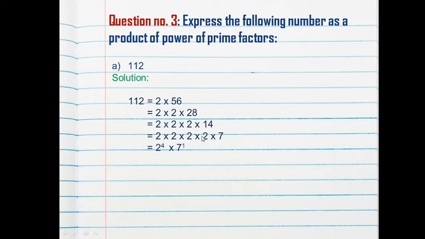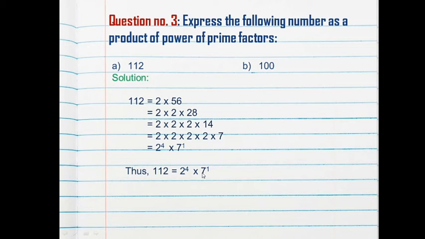2 is multiplied how many times? 4 times, and 7 is multiplied 1 time. So we will write it as 2 raised to the power 4 into 7 raised to the power 1. Thus 112 is equal to 2 raised to the power 4 into 7 raised to the power 1. So this is how we have written the number 112 in the form of product of power of prime factors.